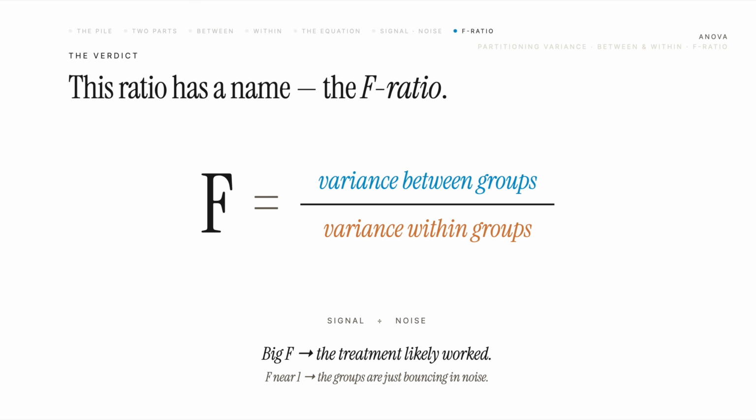But if your treatment actually works, the between group variance gets bigger. The groups really are different. At the same time, the within group variance stays relatively constant. People within groups are still noisy, but now there's a big signal on top of that noise. So F becomes large. F might be 2, 3, 5, 10, much bigger than 1.